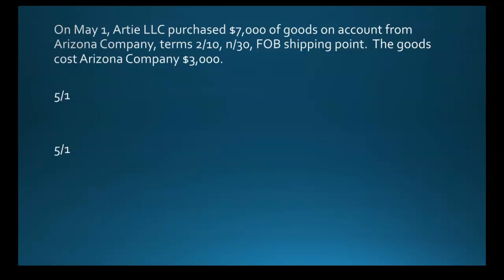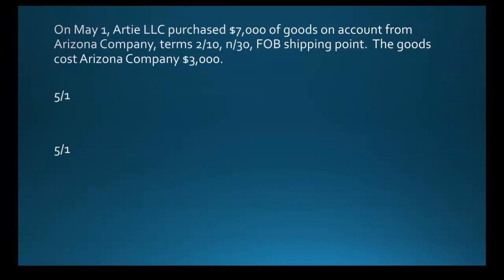What that means is Artie will get a 2% discount if they pay back within 10 days, or they have to pay the net, they have to pay all of it within 30 days. Then FOB shipping point means that Artie, the buyer, will have to pay for shipping. So that's the information that we need for this first entry.